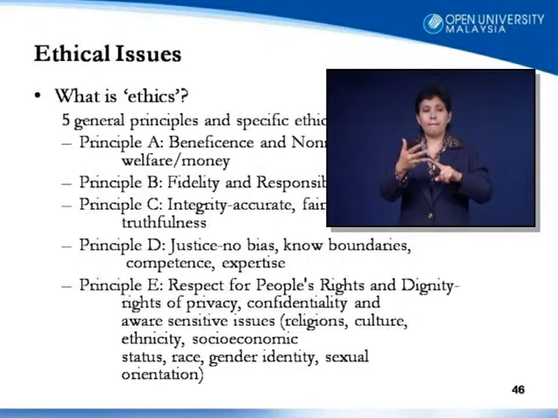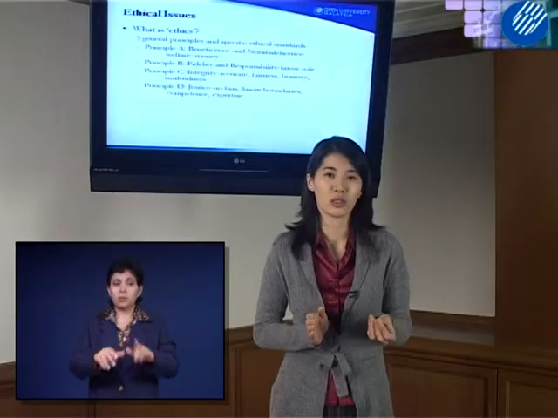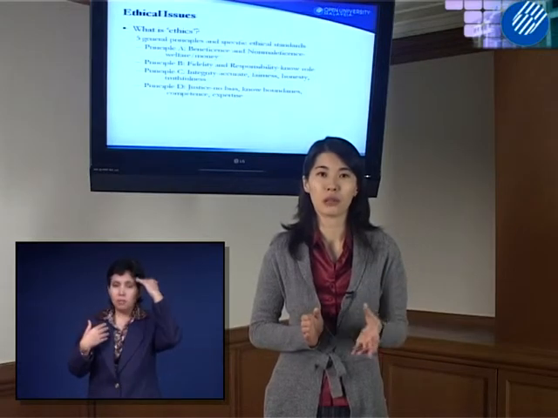Next one is D, we need to be just. We need to have no bias. We need to know our boundaries, what to do, what not to do. We need to know our competence. Are you able to carry that experiment out? Okay? And also our expertise. You need to have a certain knowledge in order to carry out your experiment.